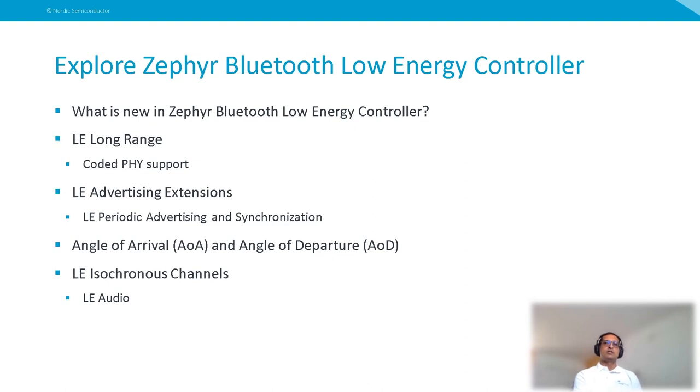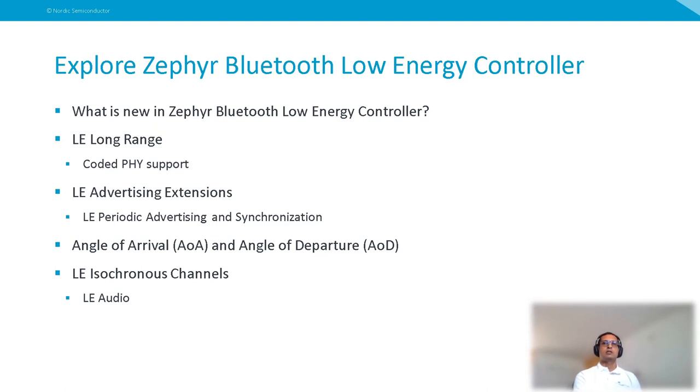There is support for angle of arrival and angle of departure. This is the direction finding feature. Again, it depends on the SoC vendor, whether their radios support the constant tone extensions. So these are the extensions to the Bluetooth Low Energy PDUs. They contain the direction information and help in finding out the angle of the devices around you.